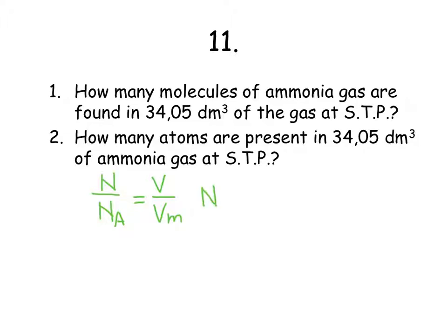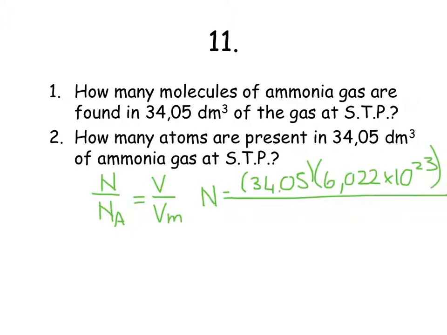If I then want just the number of particles, I rearrange that, first putting in the volume, 34,05, then bringing Avogadro's number into the numerator over there. And so I get 6,022 times 10 to the power of 23. And finally divide by the molar gas volume, which is 22,4 decimeters cubed per mole. And I then get an answer of 9,15 times 10 to the 23 molecules.